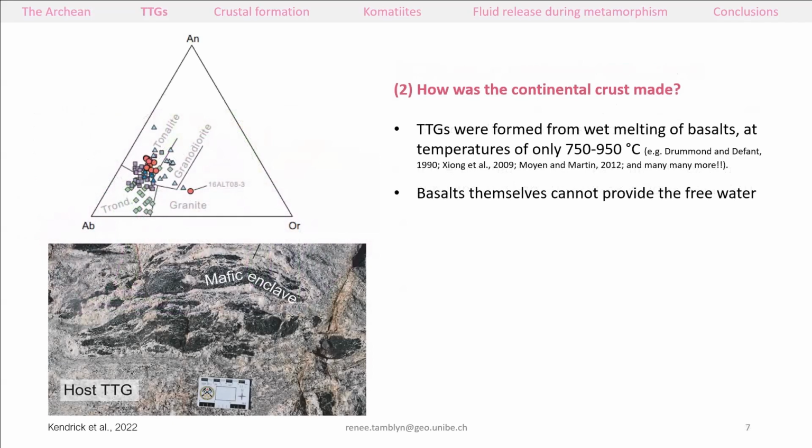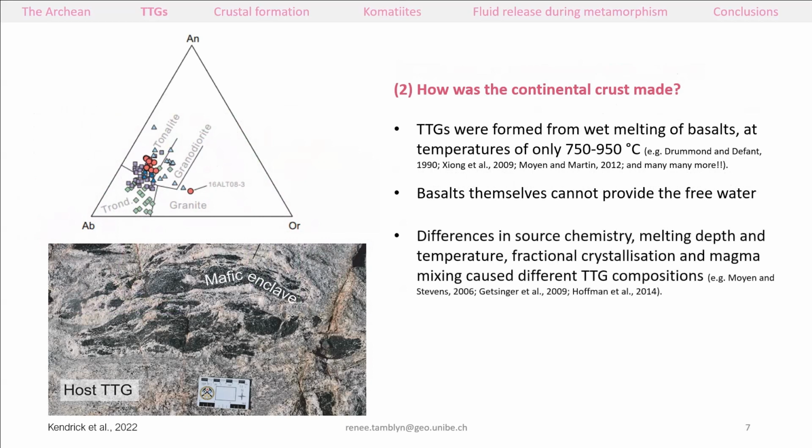So how are they made? This is a very broad question, but over the past few decades, people have really started to think that these TTGs were made from water-present melting of basalts, at quite low temperatures, mostly around 750 to 950 degrees Celsius. So these TTGs are very sodium-rich rocks, as we can see here, and they were definitely formed by some partial melting and fractional crystallization of basalts. The key point, though, is that the basalts themselves cannot provide the free water.